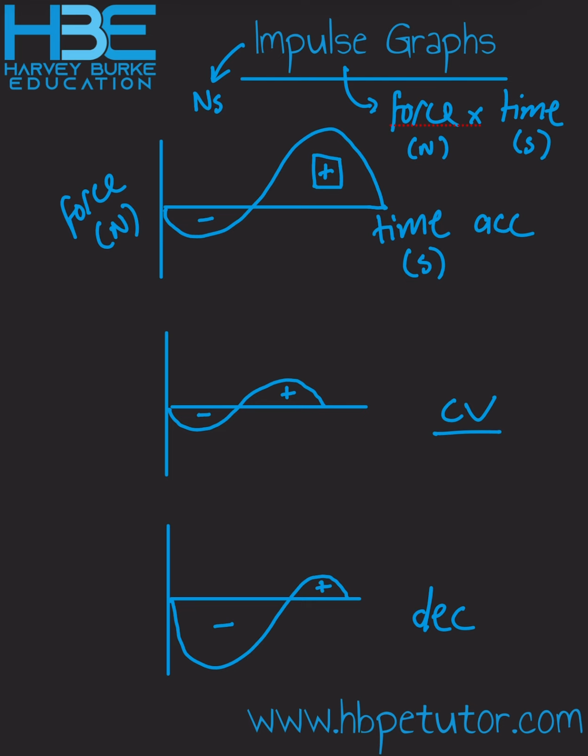And when drawing out impulse graphs, you'd always have to label both of the axes with the relevant units of measurement. You'd always have to draw the negative impulse coming first before the positive impulse.